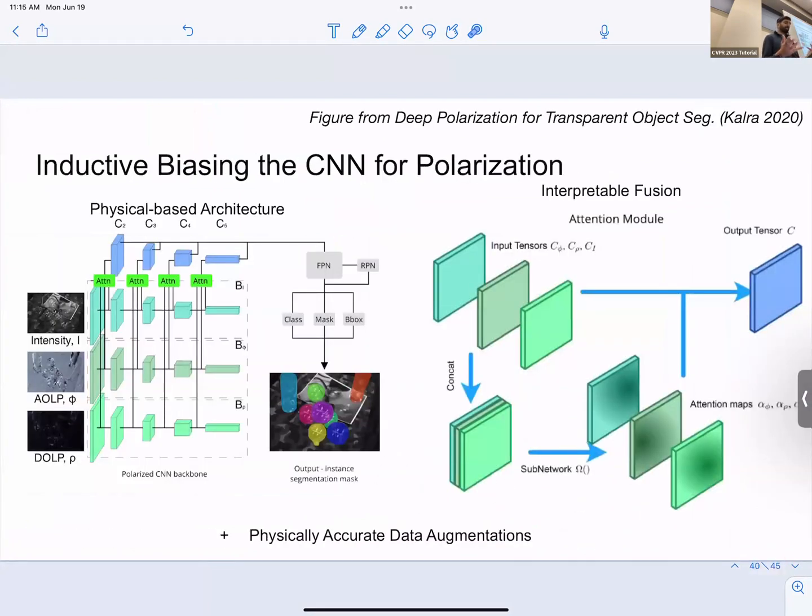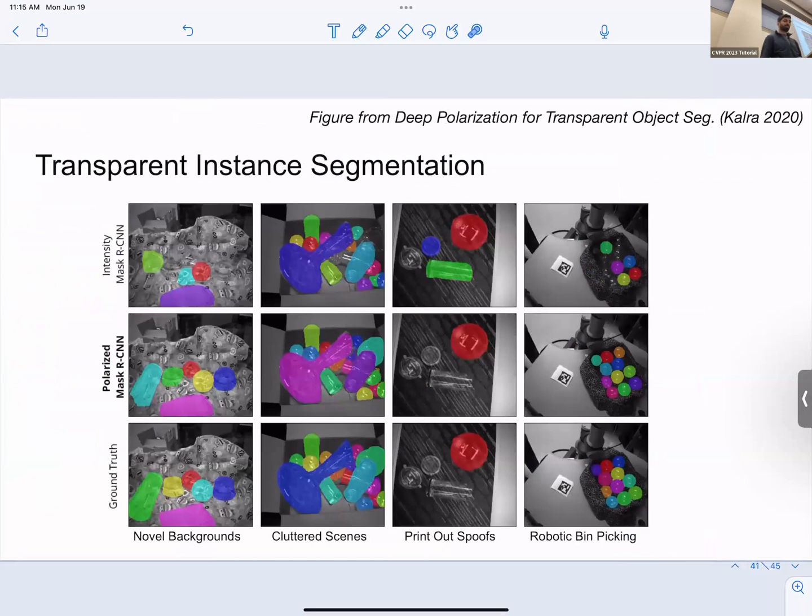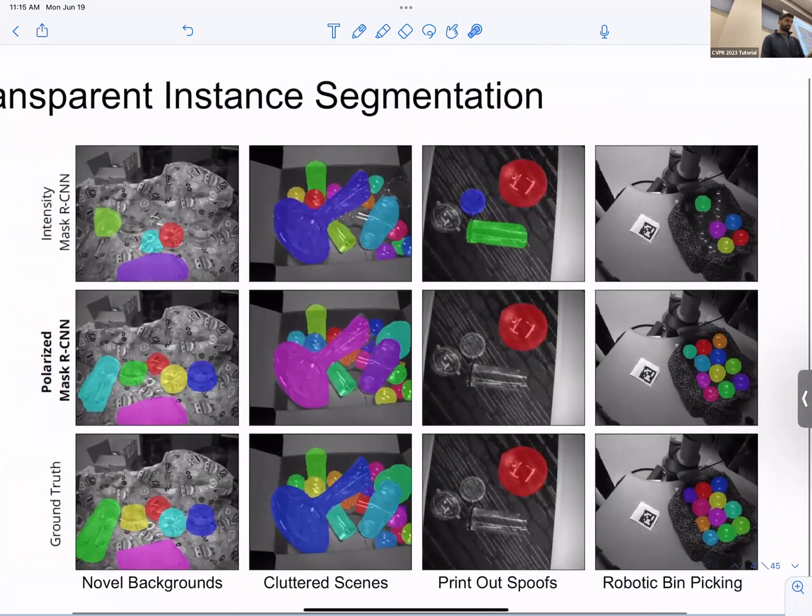So now in the paper, one can inductively bias the CNN for polarization. Here a special attention block that's polarization based is used, so it can draw features from the intensity, AOLP or DOLP in some proportion depending on the type of object. So this is an example of transparent instance segmentation. You can see diverse objects being segmented. The second row here is effectively the polarization, right? And then the bottom is the ground truth.